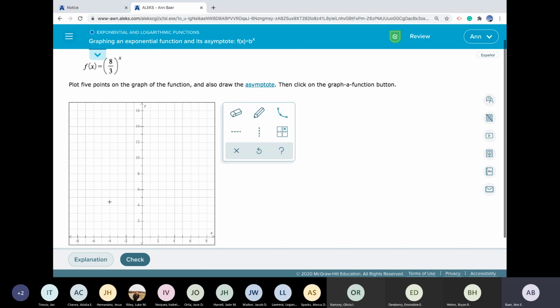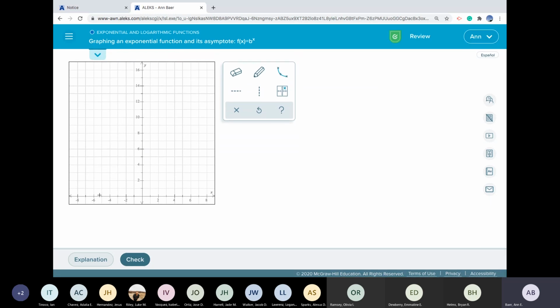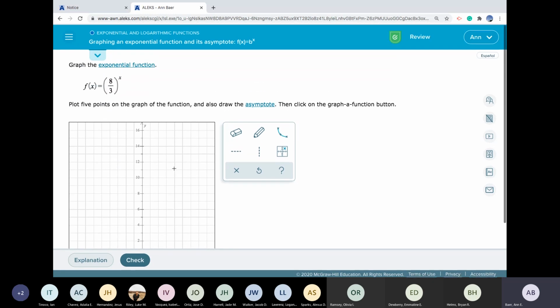So let's start. And just to show you, if you were to go very positive here, exponential functions tend to grow fast. And so you don't want to get out of range of 16 or 18 here. So you really do need to pick -2, -1, 0, 1, and 2. So let's look at this problem.